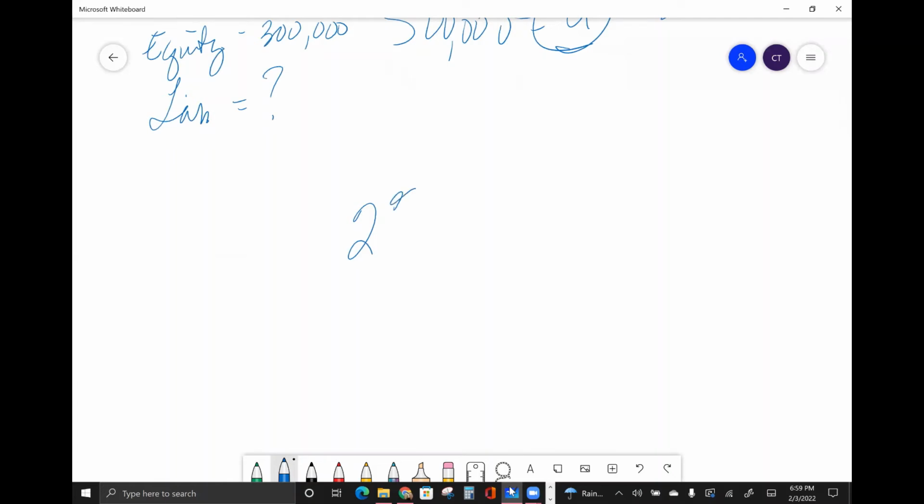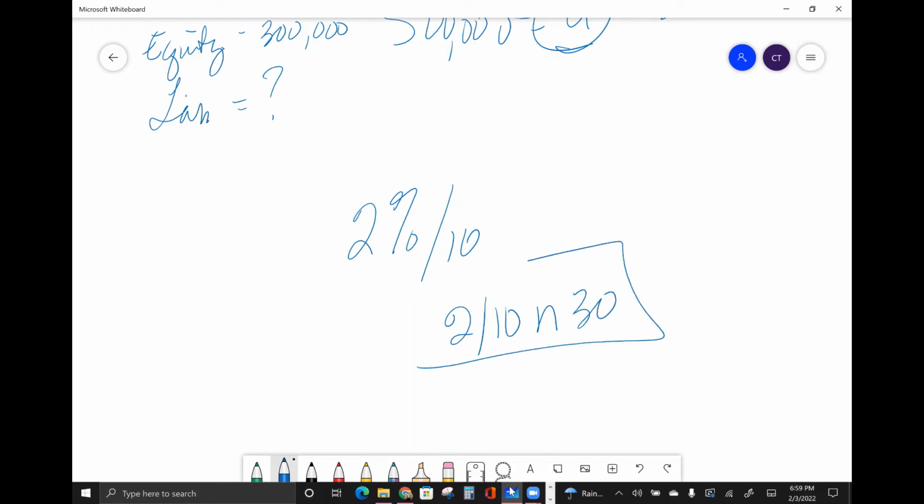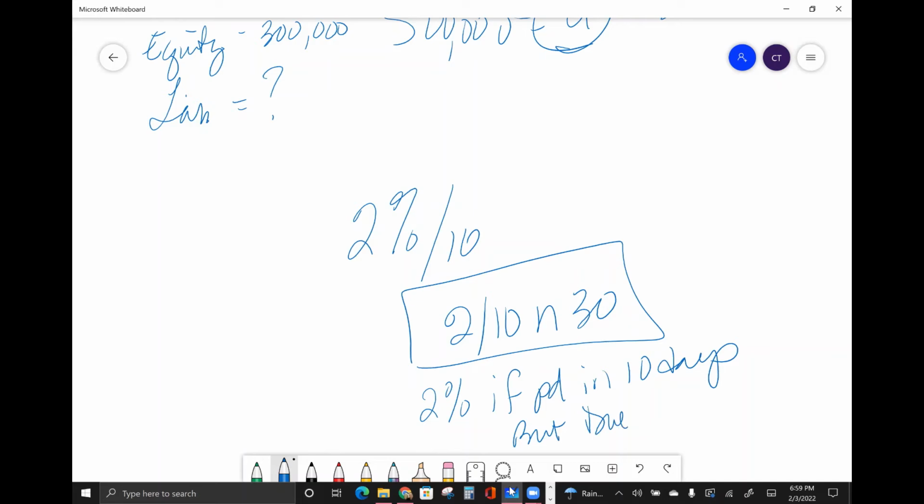This will be the terms, 2%, 10, or it'll just say 2, 10, net 30. What this means is you get 2% if paid in 10 days, but due in 30 as a full amount. So I can offer that to my customers and they would pay me faster because maybe they want to take the discount. So that's all that means.